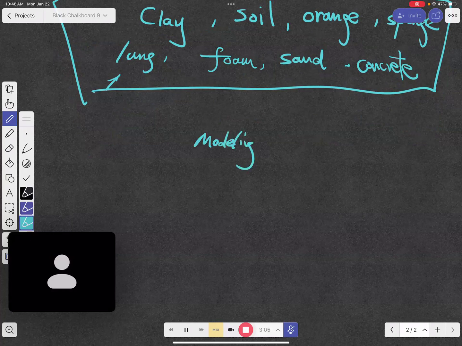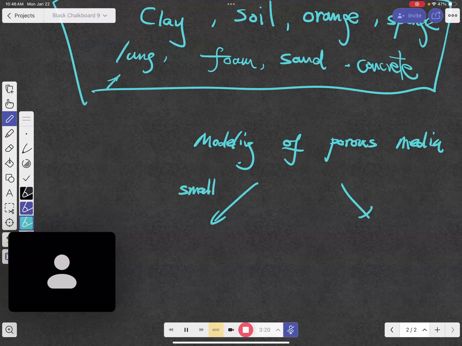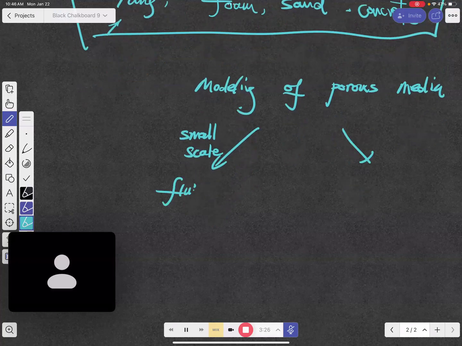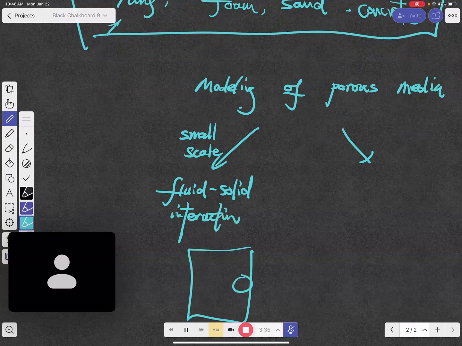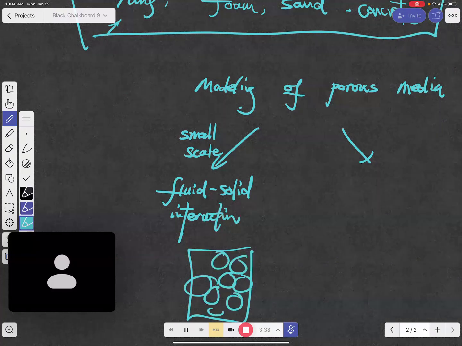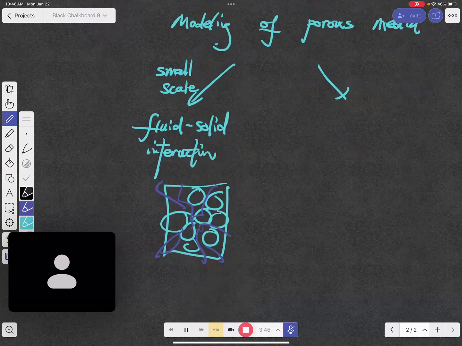Sorry, I will actually really go to the question very soon. Basically there are two approaches and they're related to scale. In small scale, we can model directly the fluid-solid interactions. So what it means is that I would have a porous media with the solid, and the water that is inside, I would explicitly model the motions. This is one explicit way of modeling it.